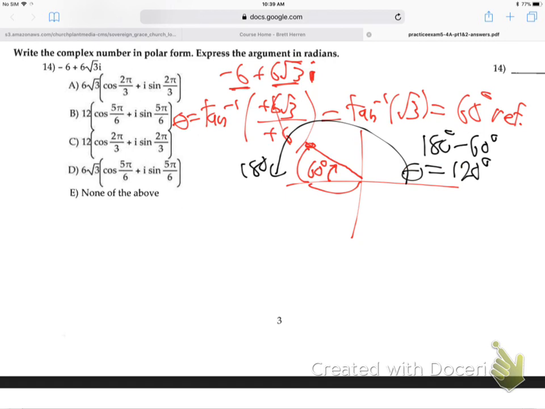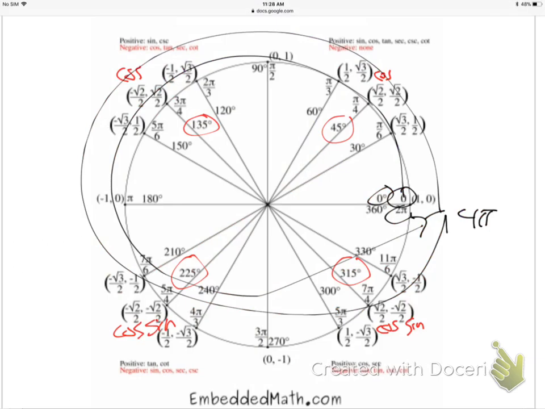120 is the actual theta. So let's convert that to radians. The easiest way is probably to look at the unit circle chart. 120, go back over here. Where's 120? 120, that's 2 pi over 3. See what I'm doing? I'm just using the unit circle chart. 120 is 2 pi over 3.